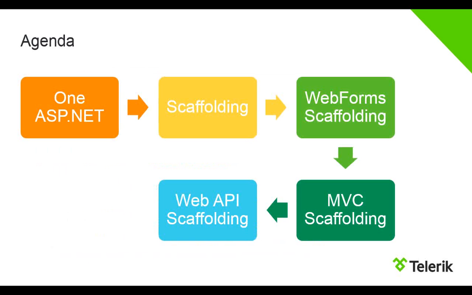Having said that, here's today's agenda. I'm going to look very briefly at what is One ASP.NET. I'm not going to spend much time here because we already have done a similar webinar which spoke completely on what is One ASP.NET. So we're going to take a little bit of understanding of what is One ASP.NET. Then we're going to get into understanding scaffolding. We'll look at web form scaffolding, then MVC scaffolding, and then Web API scaffolding. This is the agenda I have thought about for today.